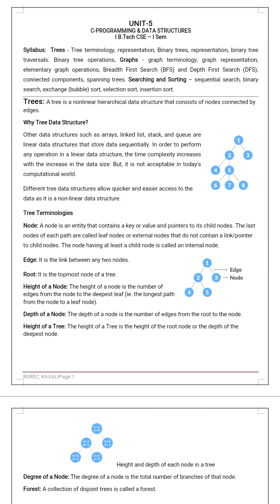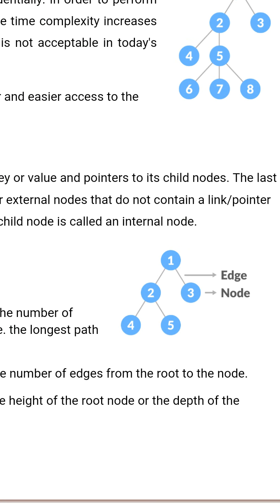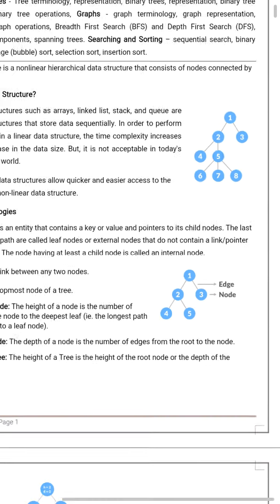Another one is edge. An edge is nothing but the link between any two nodes. Here we observe there are 4 links: 1 and 3 have one edge, 1 and 2 have one edge, 2 and 4 have one edge, and 2 and 5 have another edge. There are 5 nodes and 4 edges in the tree.